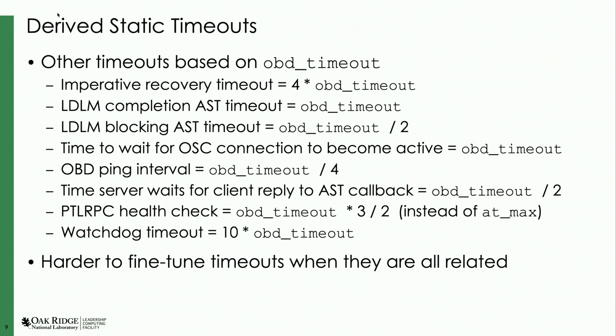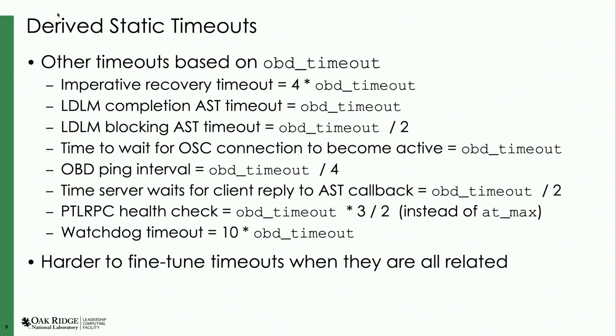The portal RPC health check ends up being 1.5 times the OBD timeout. And there's a watchdog timeout that's like 10 times as much. You can see everything is sort of scaled in relation to this OBD timeout. And as a result, you can see where the strength comes from using adaptive timeouts. If you have a system and you needed to tune something, it becomes harder to fine tune these things. The only parameter you have to control is really the OBD timeout.